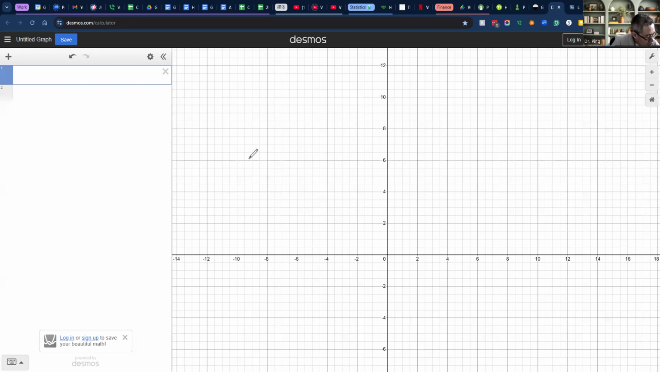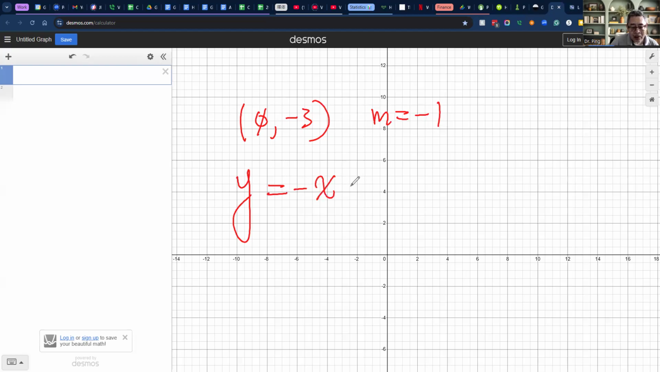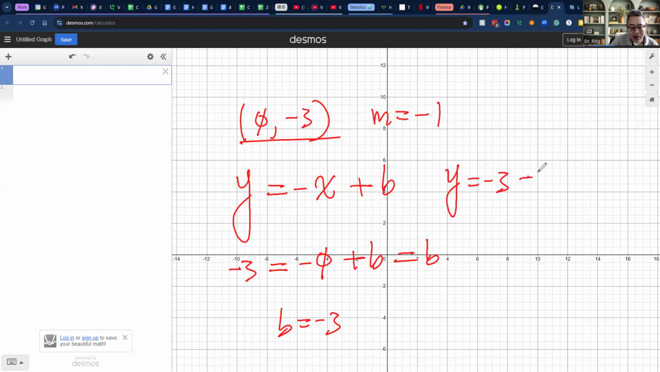Okay, let's do one more on this one. For example, we got 0, -3, and the slope is equal to -1. So what we got here is y equals -x plus b. Then we just plug in this number. So y is -3, x is 0, and -0 is still 0. So that's just equal to b. So our b is -3. So therefore our function is y equals -x - 3. Okay, so that's what we have.